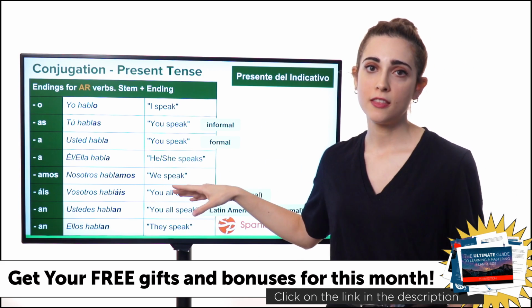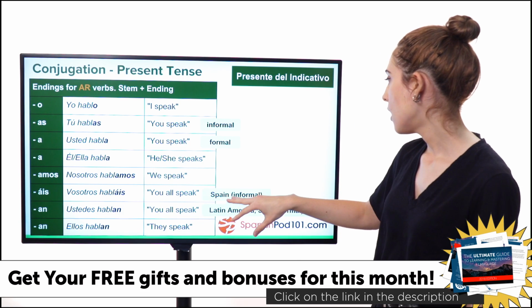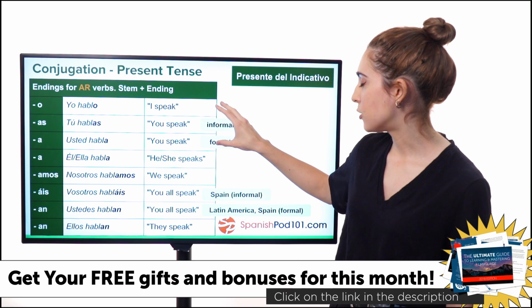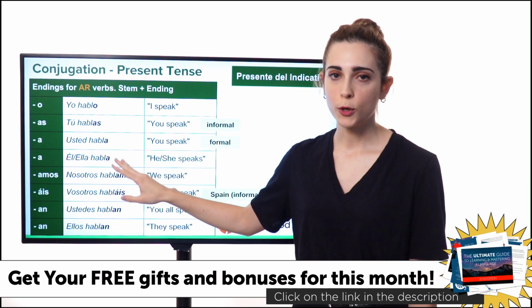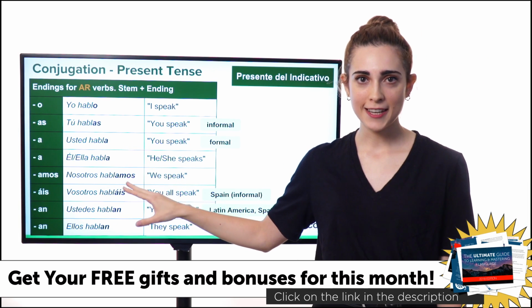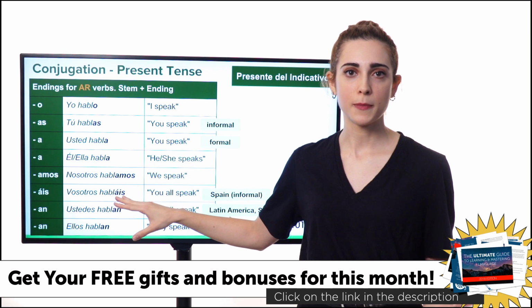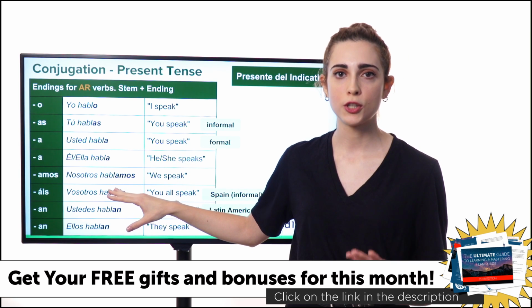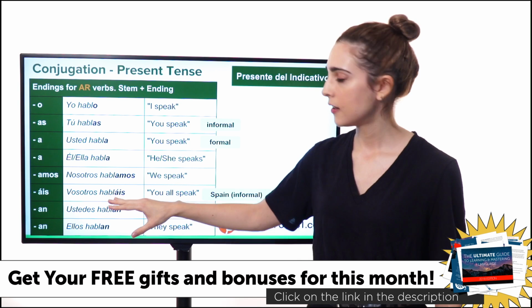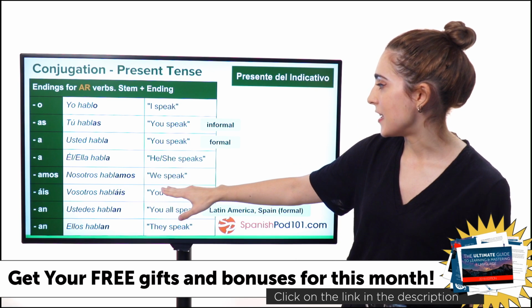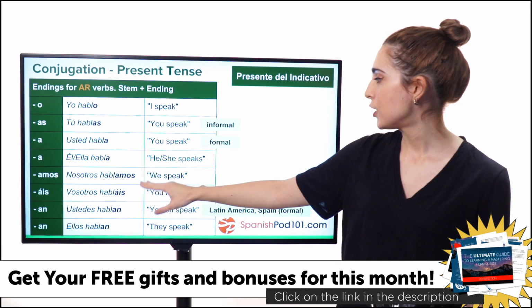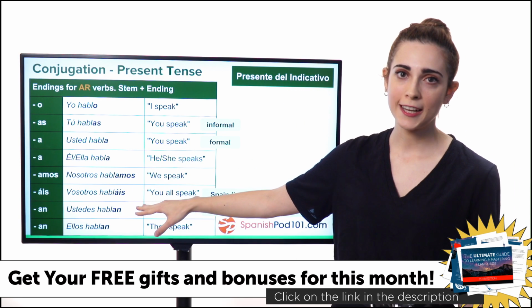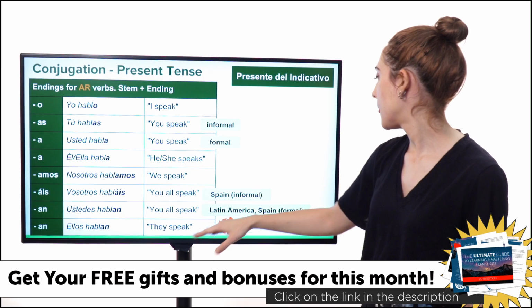For you all, you plural, as with the singular form, we have the informal one, which is vosotros, masculine, or vosotras, feminine. Vosotros habláis. We have an a with an accent, then I-S. Vosotros habláis, or vosotras habláis.